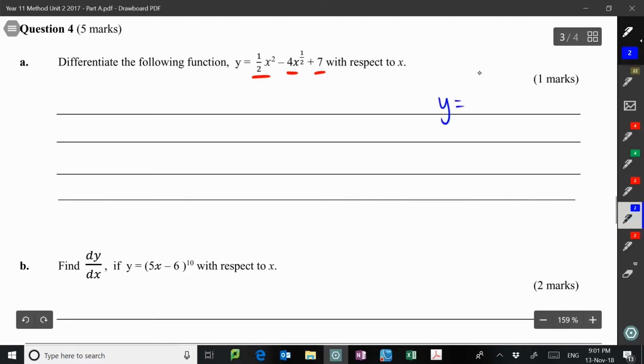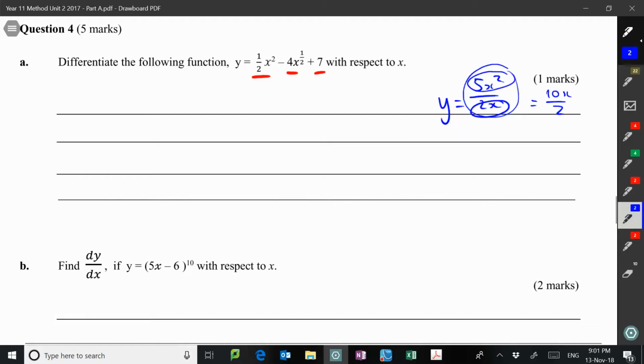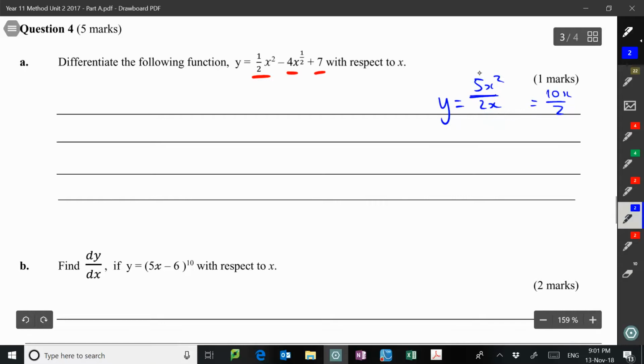Do you remember the one where I gave you guys 5x squared on 2x? Yeah, that was part of your SAC. All you had to do was simplify this problem first. You weren't meant to differentiate them individually. A lot of you were doing this, 10x on 2. No. You can't derive them individually. You can't just say, I'm going to ignore the fact that it's a fraction, I'm just going to treat it as if it's by itself.